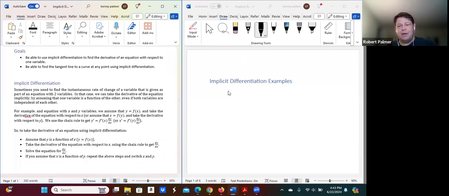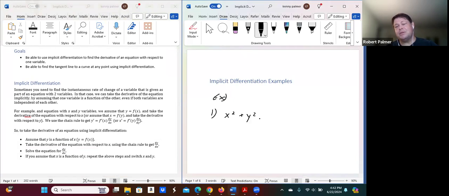So let's come over here and think about our first example. Let's just start with something you should be familiar with: x squared plus y squared is equal to 1. If you remember, that's the equation of a circle, centered at the origin and with a radius of 1.